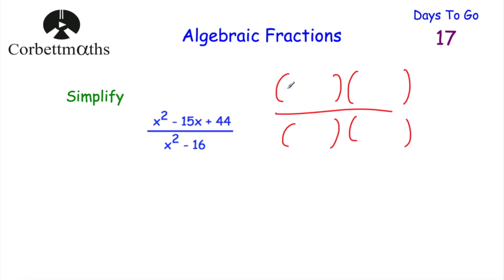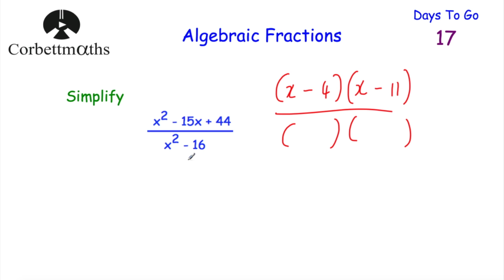In terms of the numerator, we're going to put x and x at the front of our brackets. Now we want two numbers that will multiply together to be 44 and add together to be minus 15. Because they multiply to a positive, they'll either both be positive or both be negative, but adding together to be negative 15 means they're both negative in this case. I'm thinking 4 and 11, so minus 4 and minus 11, because they multiply together to be positive 44 and add together to be minus 15.